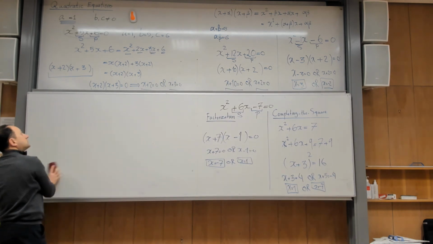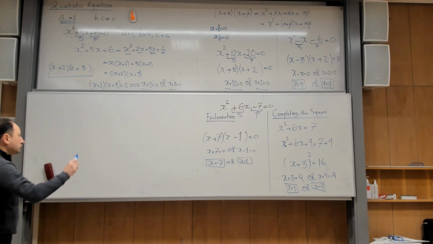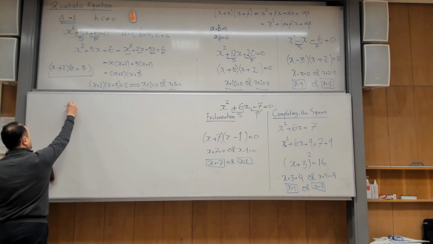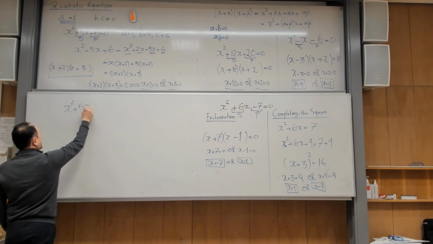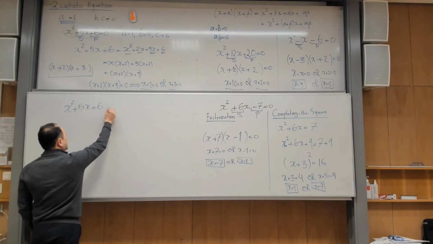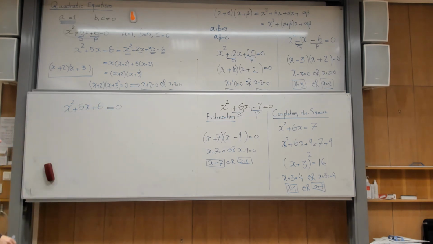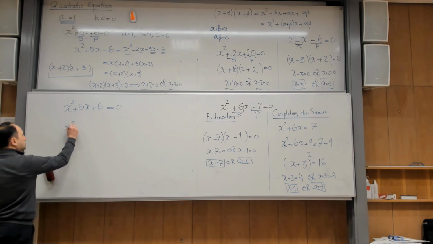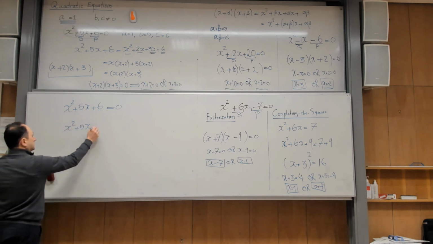Okay, let me just solve this one for you first, before going to this. So x squared plus 5x plus 6. This is a little bit preparing you for this. If I want to use factorization, we did it before. Let us just do the second method. What I have to do, I have to move 6 to the other side.